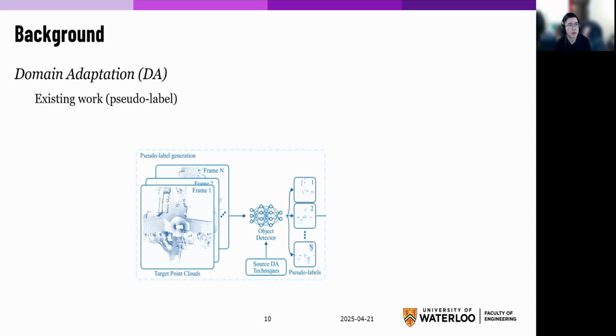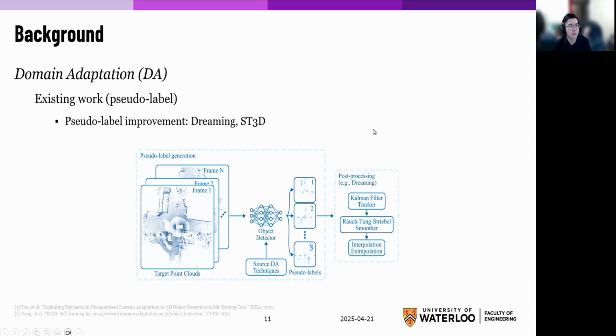And several existing work on domain adaptation involves using what's called a pseudo-labeling technique, which basically means after training an object detector on the source domain, we'll feed it the target domain input data, target domain point clouds, and we'll treat whatever prediction coming from this object detector as a ground truth label, but it's not actually ground truth, so hence we call that pseudo-labels. And the pseudo-labels can then be treated as ground truth to fine-tune or refine another model on the target domain.